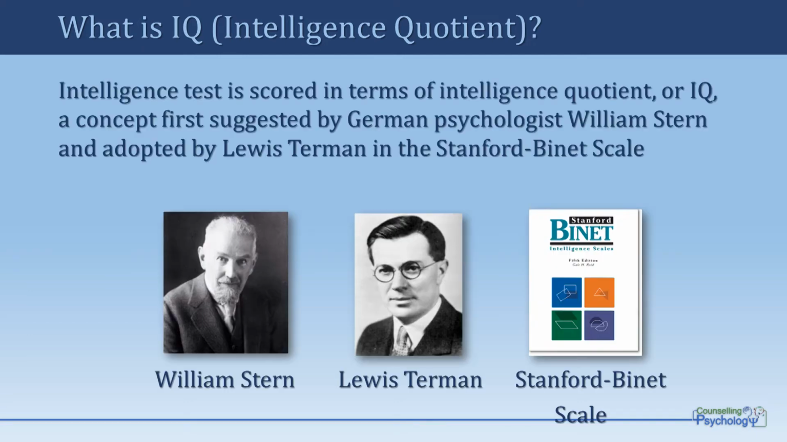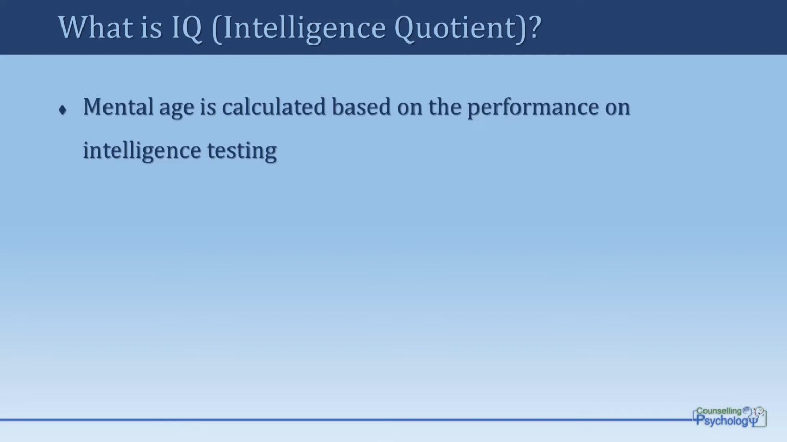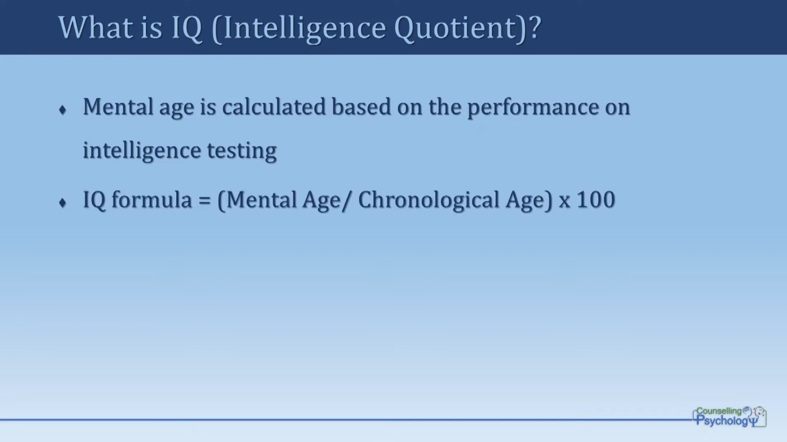Intelligence quotient. An intelligence test is scored in terms of intelligence quotient or IQ, a concept first suggested by German psychologist William Stern and adopted by Lewis Terman in the Stanford-Binet scale. The IQ was originally computed as the ratio of a person's mental age to his chronological age multiplied by 100. Mental age is calculated based on the performance on intelligence testing. So, the formula of IQ is equal to mental age upon chronological age into 100.